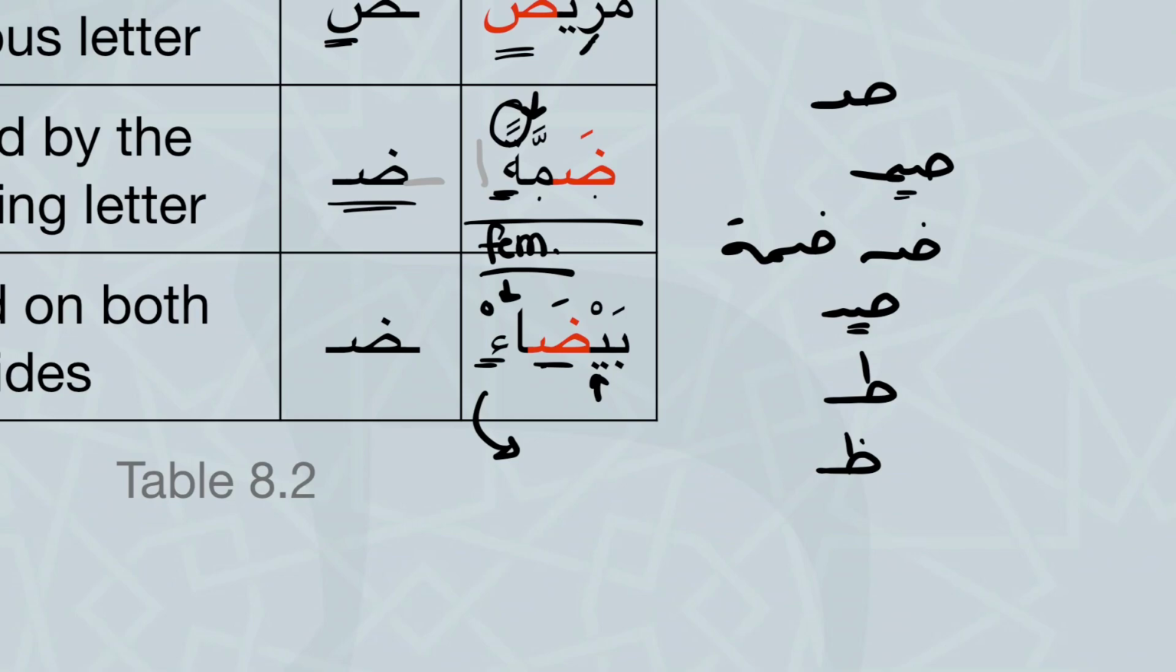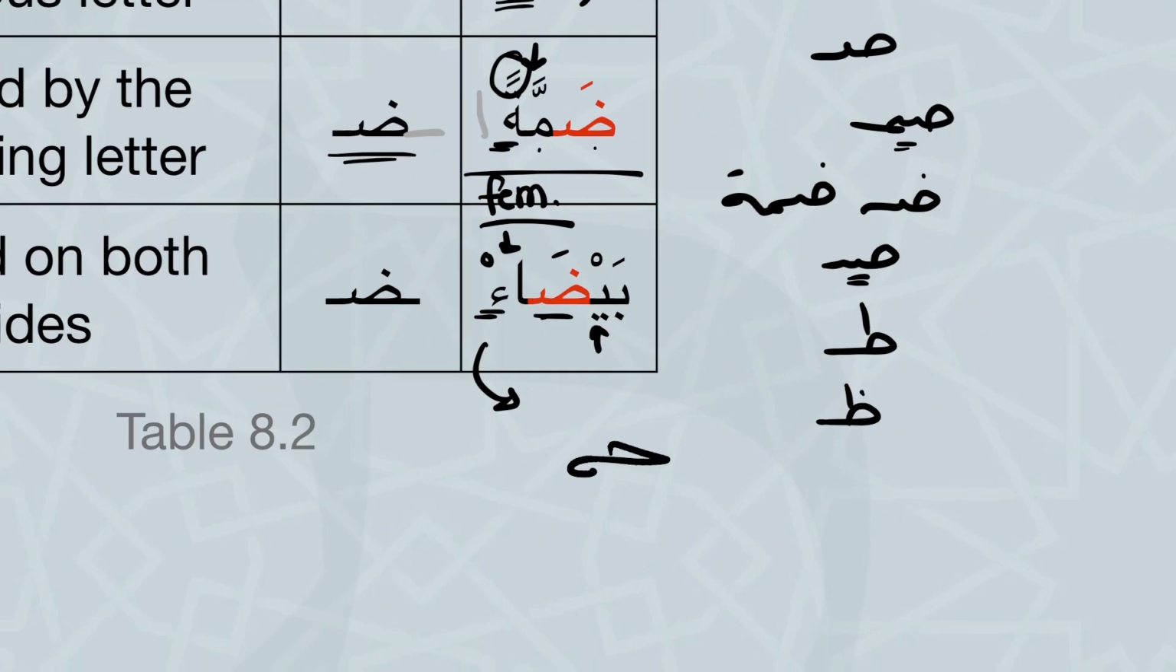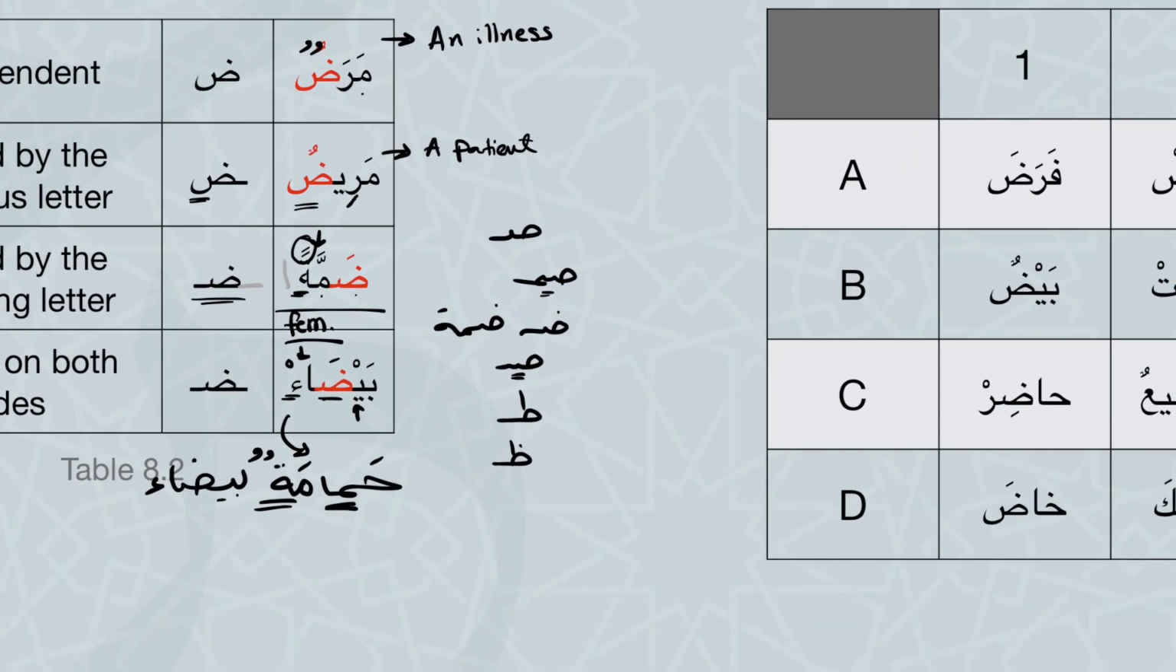So if I say hamamatun bayda, I say that it's a white pigeon, because pigeon in Arabic is feminine. And how do I know that? Because if I write it, this is hamama, and this is of course meem with a long vowel. So it's a pigeon, and I know because of ta marbuta. So if I'm going to describe the pigeon as being white, I would say hamamatun baydaun. So a white pigeon.